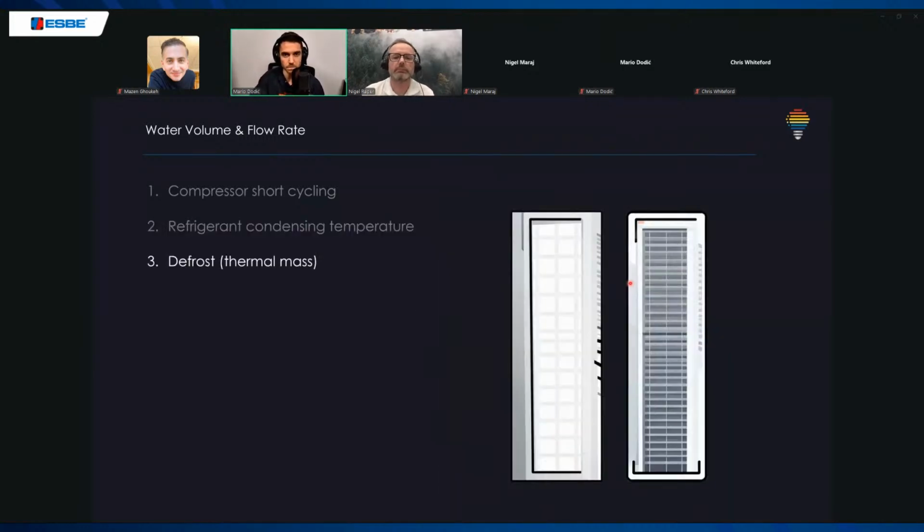Third part, probably most important, is defrost. When we have high humidity in the air, you can have ice here, and then our heat pump needs to reverse cycle to go into cooling to heat the outdoor unit, and we need water volume or capacity. We need capacity so we can have the defrost cycle done in 5 to 10 minutes.